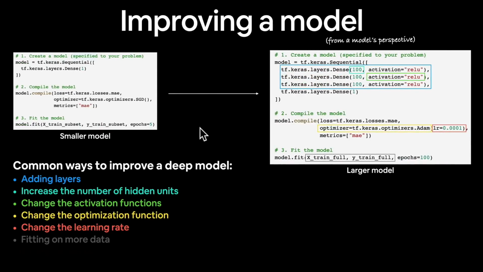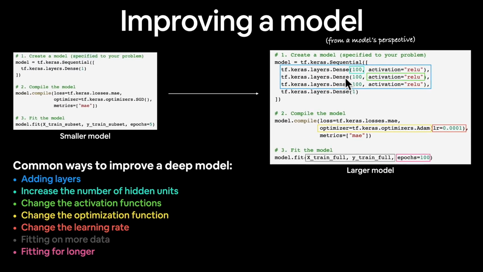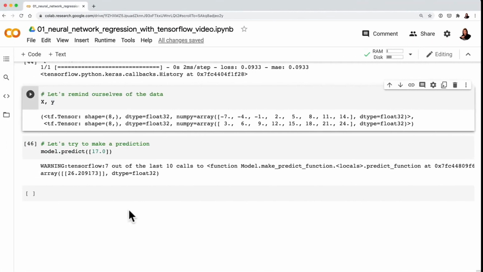Let's come back. We've got one more, which is fitting for longer. Now, this is the first one we tried, and it's probably one of the easiest to try because we just adjust this from 5 to 100. So now we've seen a few different ways to improve our models and fit them to the training data. Let's have a look in the next video.